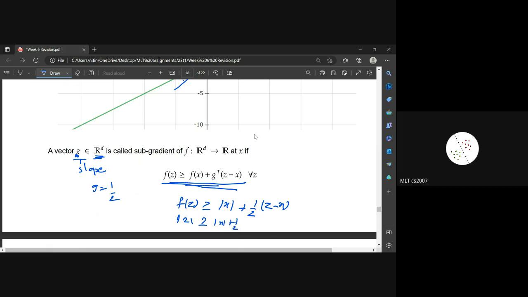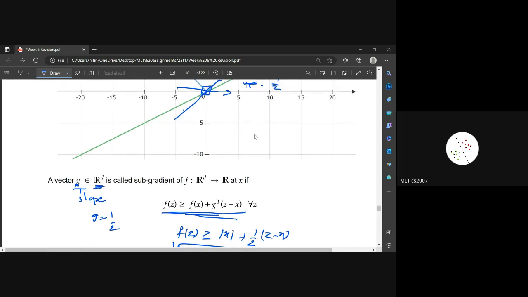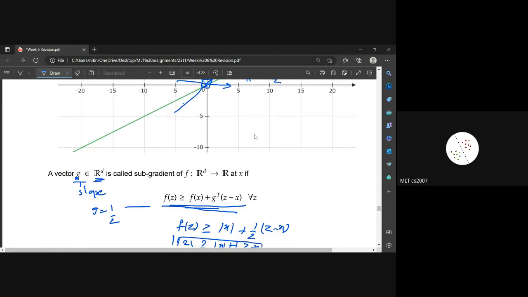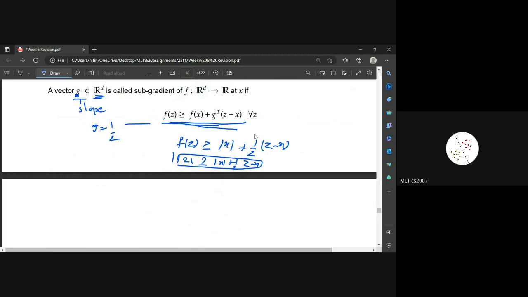This equation says that the function value is always going to be greater than this line, something like this. I've taken some random number, but in general it tells you that it's going to be the slope, this vector.